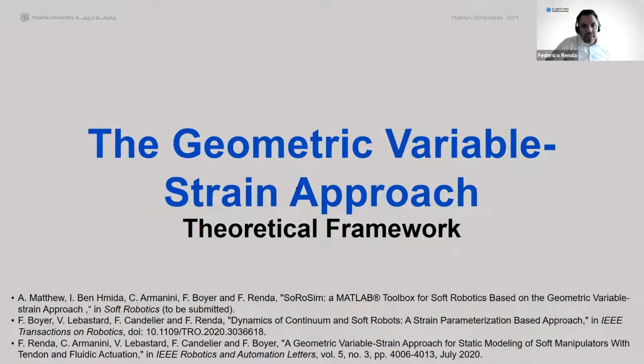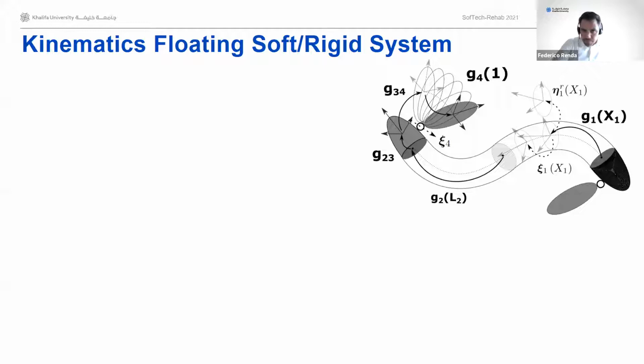Now we will start with more detail on the geometric variable strain approach. Again, here you can see some references that are useful if you are interested more in what we are presenting. Okay, let's consider now a floating hybrid soft rigid system composed by rigid and soft links.